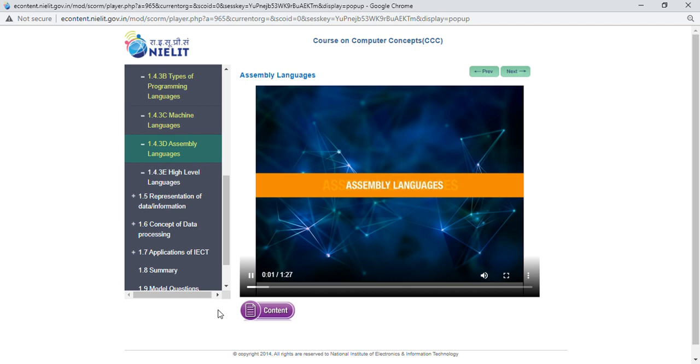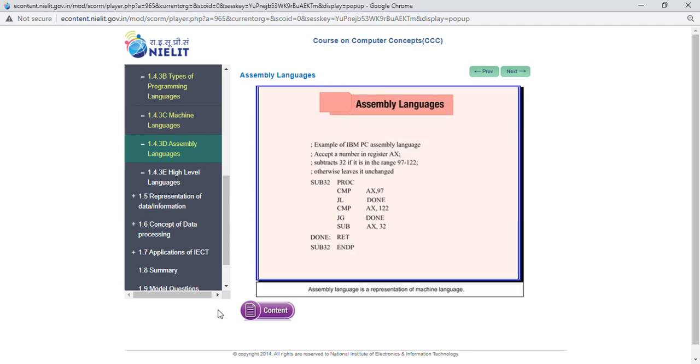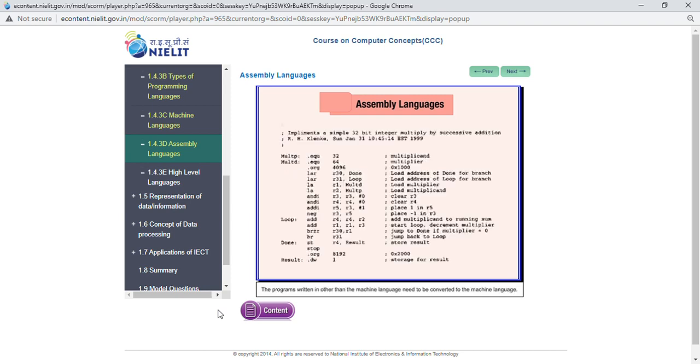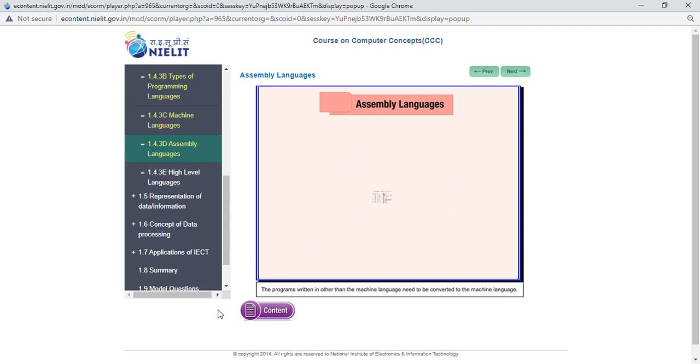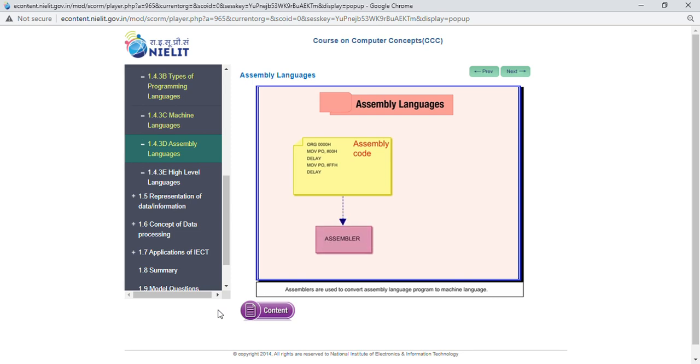Assembly languages. Assembly language is a representation of machine language. The program is in alphanumeric symbols instead of zeros and ones. The programs written in other than the machine language need to be converted to the machine language. Translators are needed for conversion from one language to another language. Assemblers are used to convert assembly language programs to machine language.